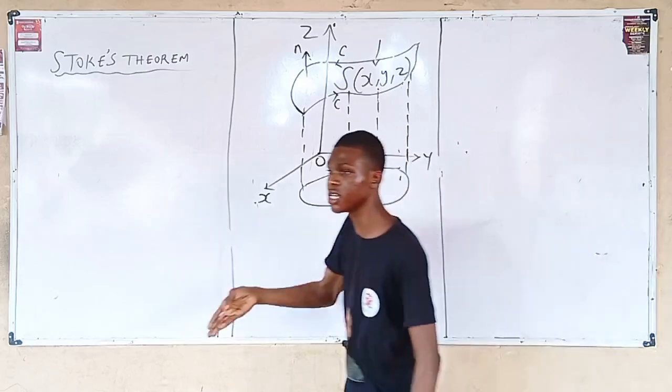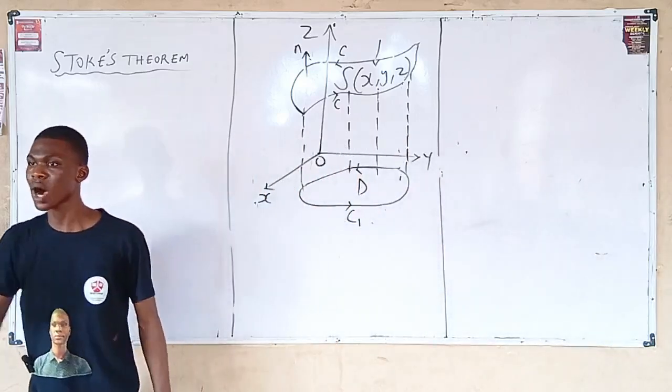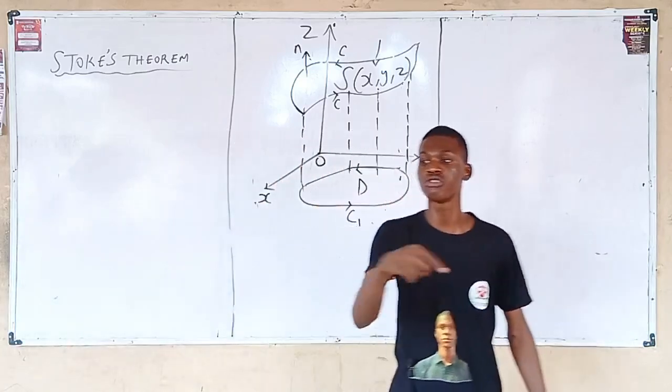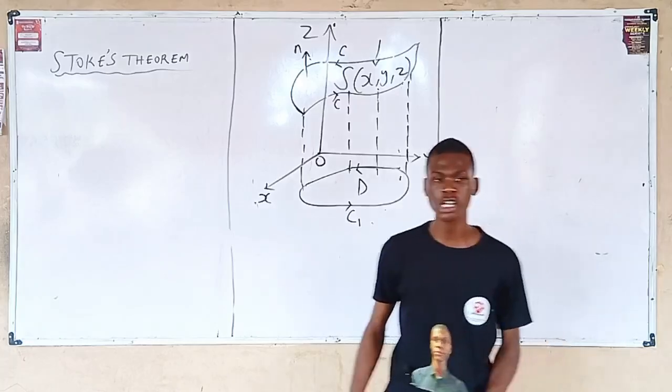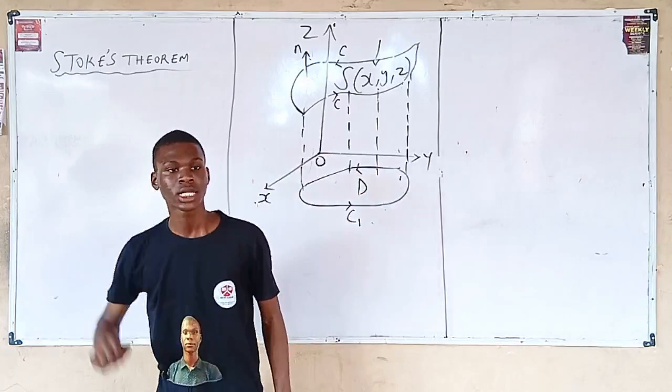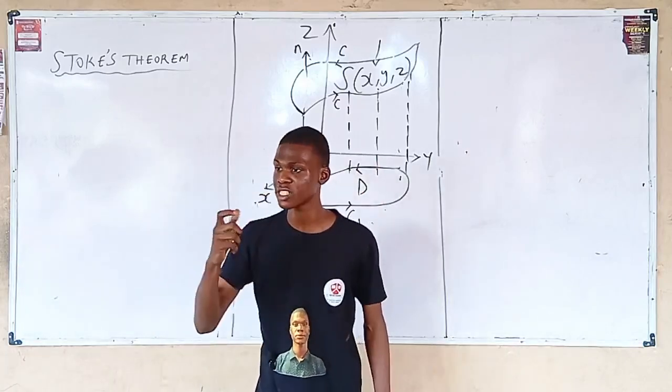3D, meaning X, Y, Z. So what it means is that Stokes theorem is an extension of Green's theorem. That is, Green's theorem is 2D, whereas Stokes theorem is 3D. Now, my interest here is my surface.